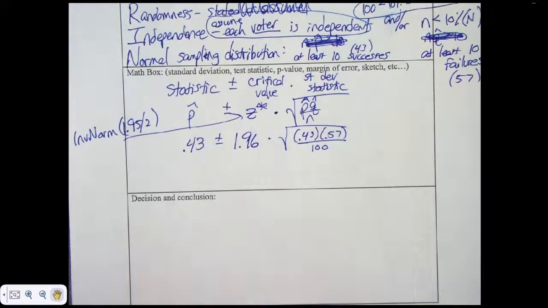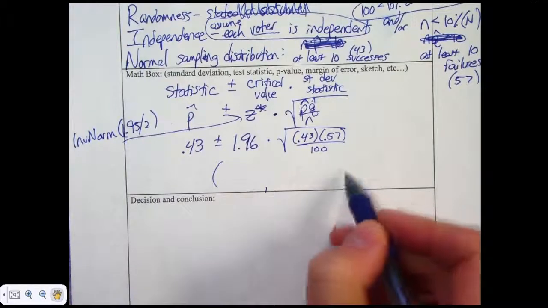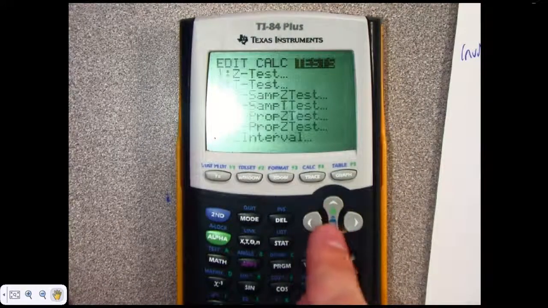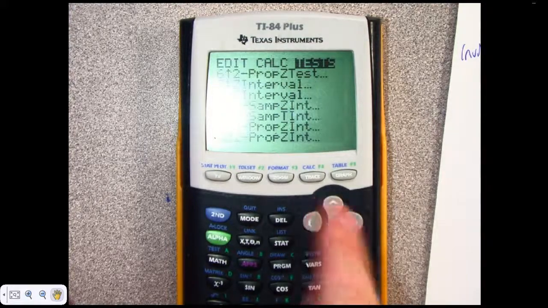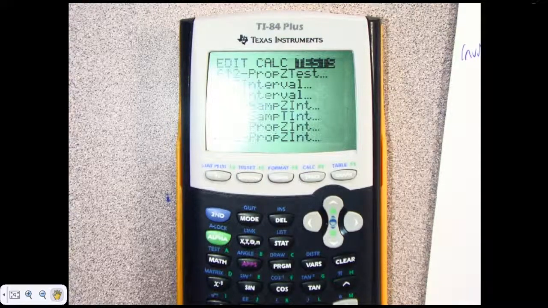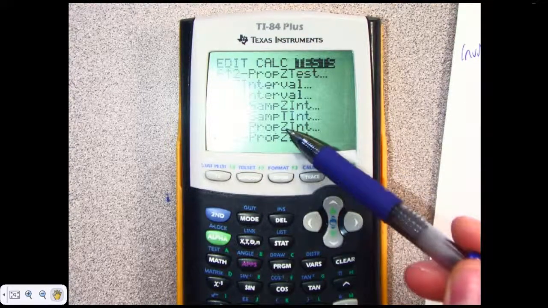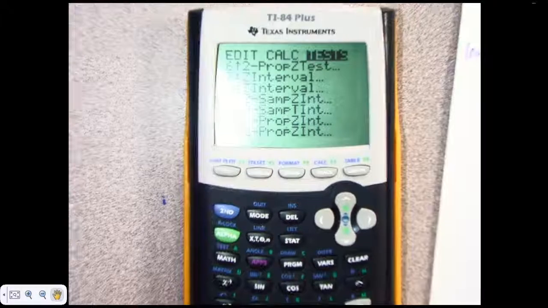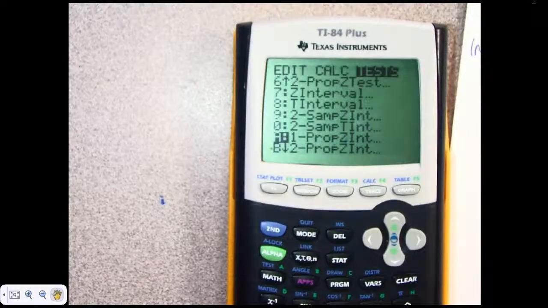Everybody with me? So now we're going to get the answer, which I could do by calculating all the math, but I don't really want to. So I'm going to go to my calculator, stats, tests. It is a one prop Z interval. How many samples do we have? It's just one sample, one proportion. Yes, there's the success and failure, but that's still just one sample. Why is it a Z and not a T? Because we're in proportions. And why is it an interval? Because we're trying to estimate something.